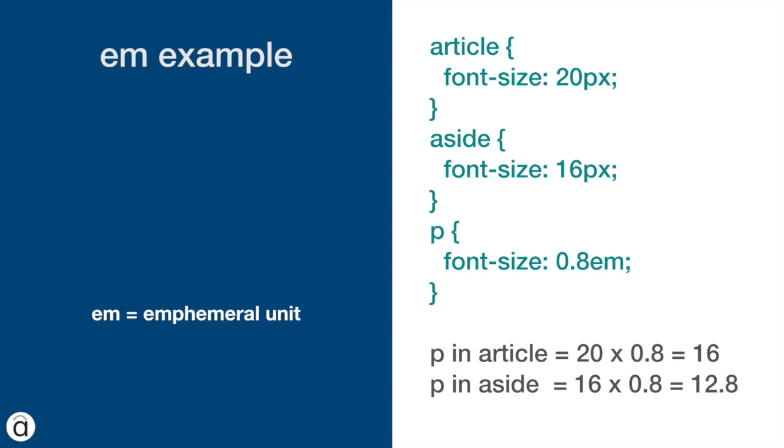So at the top, I've set an article font size of 20, and an aside font size of 16 pixels. So obviously we'll have paragraphs within articles and asides. The so what? Well, look at the bottom and let's do the maths. Paragraph size in the article using EM is 20 times 0.8, and therefore that's 16 pixels high. But in the aside, it's 16 times 0.8, and that equates to 12.8 pixels high.